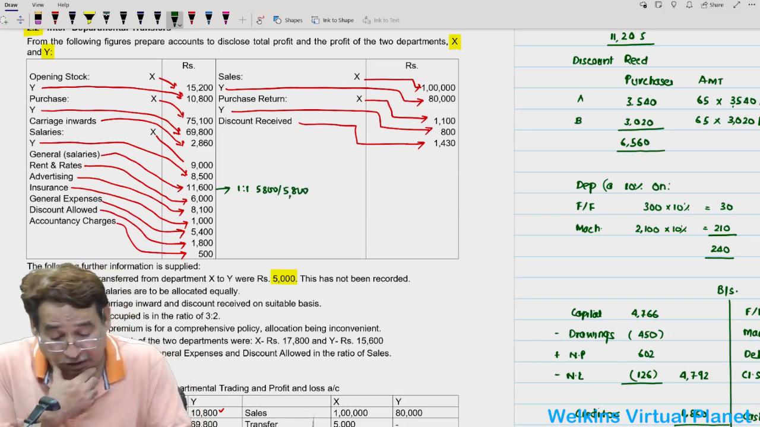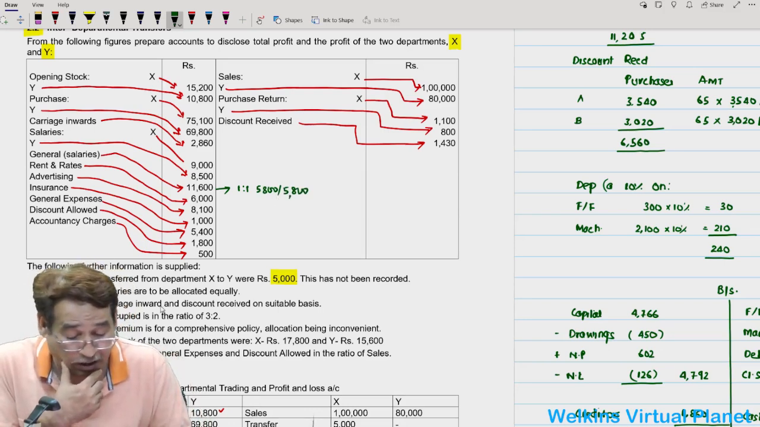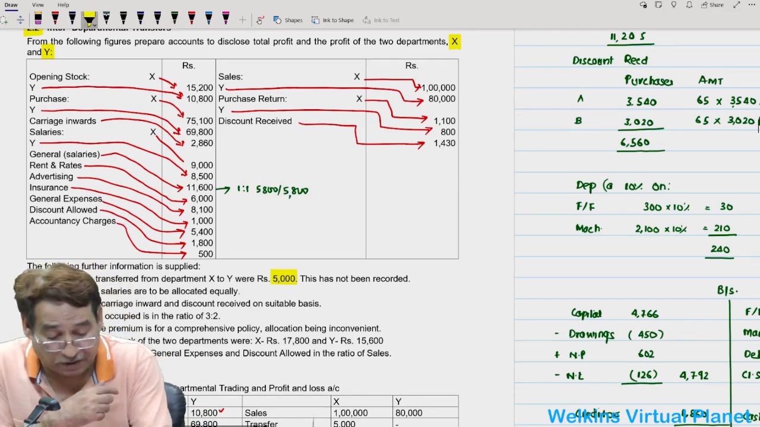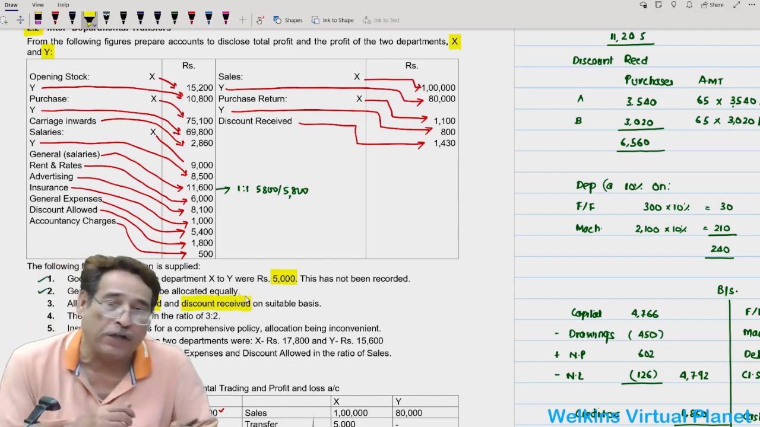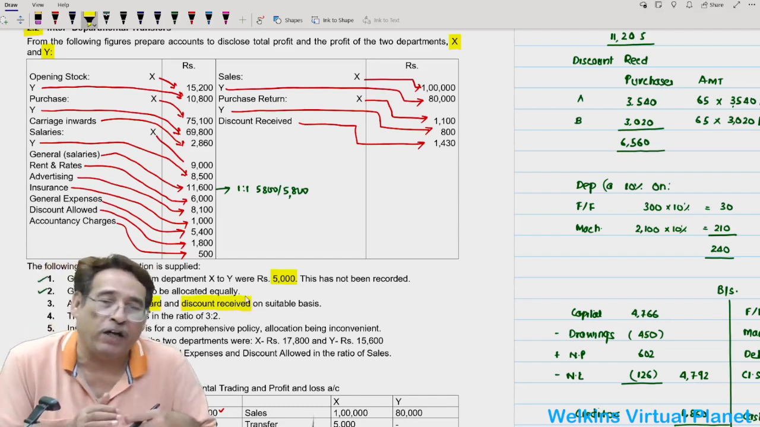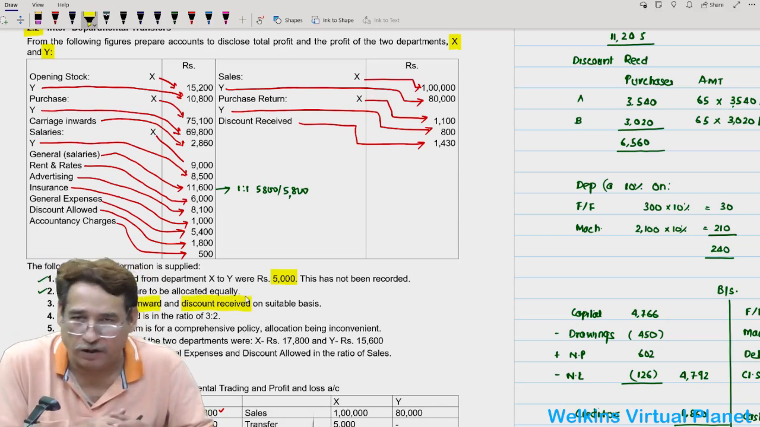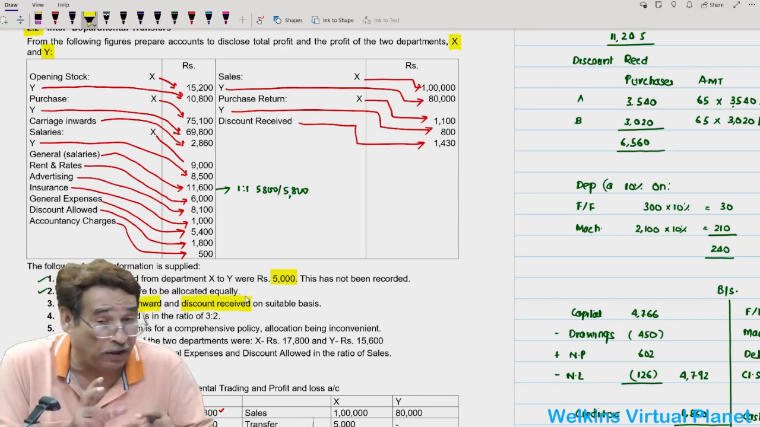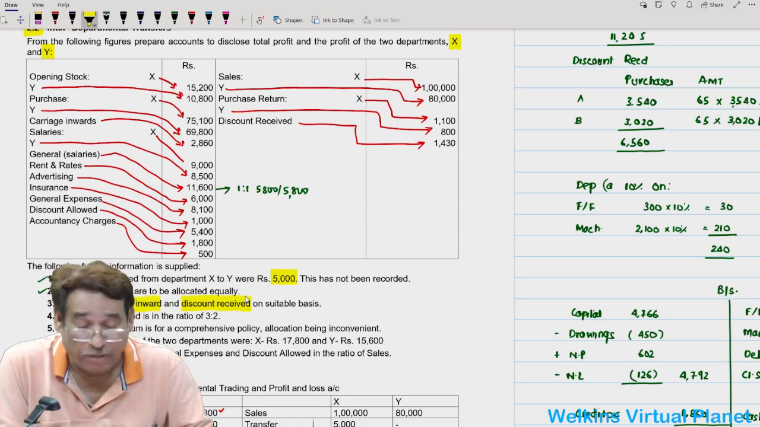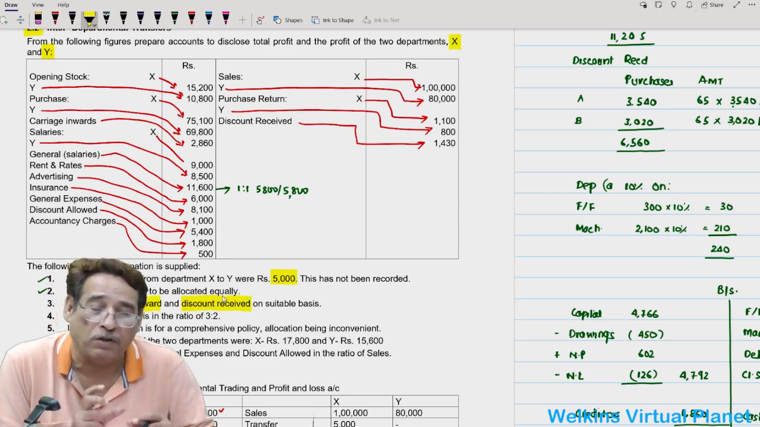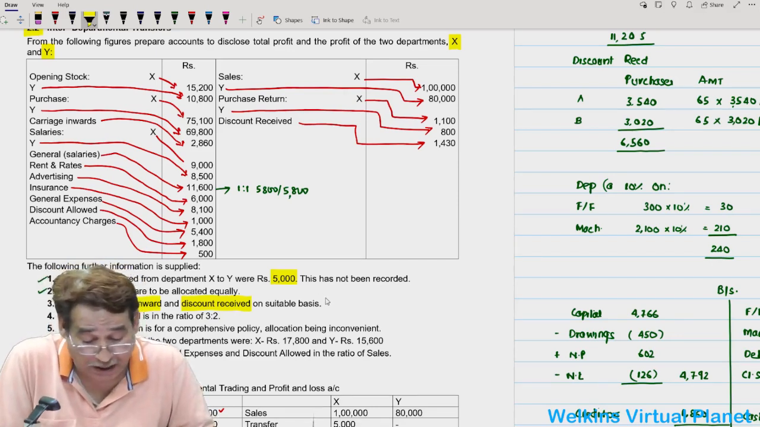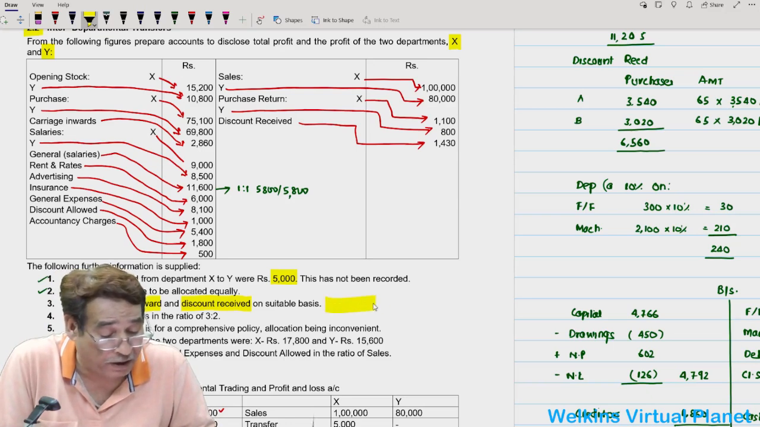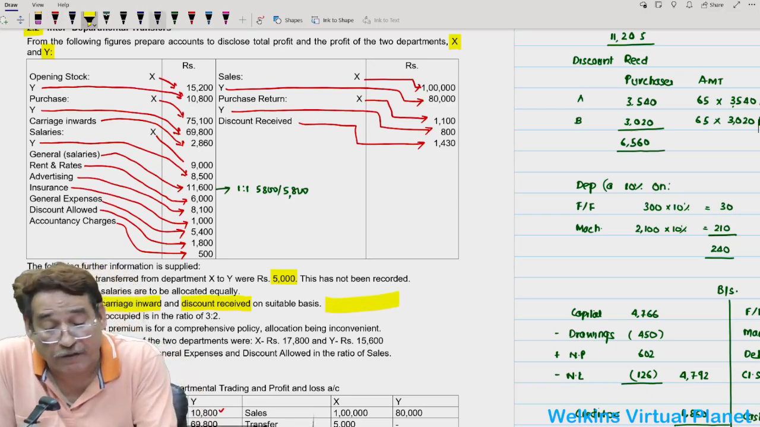Then the question has given, allocate carriage inward and discount received on a suitable basis. If you remember when I made you write the notes in the opening session, I mentioned very carefully that carriage inward and discount received must be segregated on the basis of purchases. So how will carriage inward and discount received be segregated? Correct? Let's have a look over here.